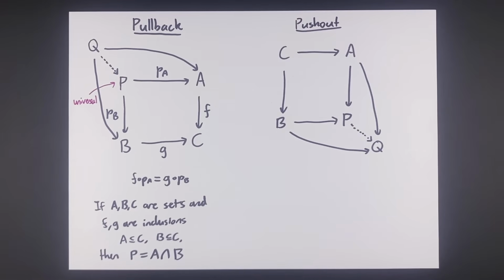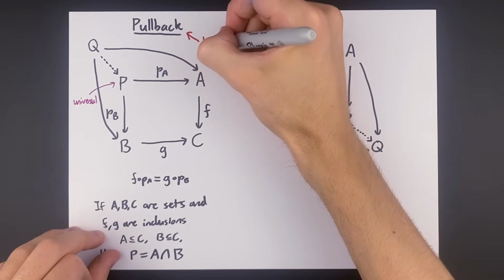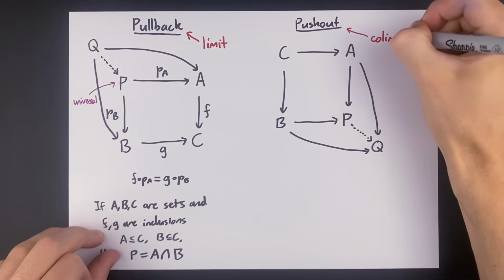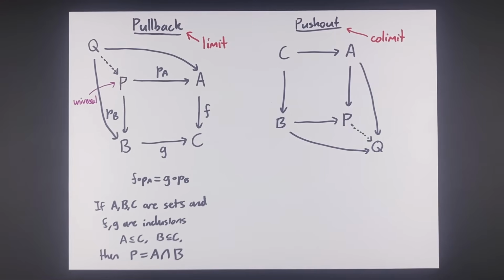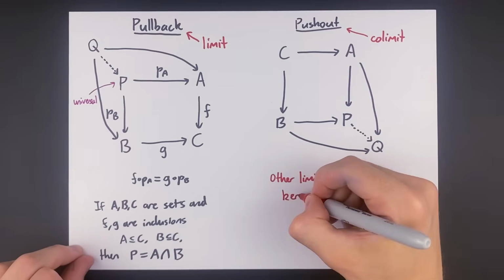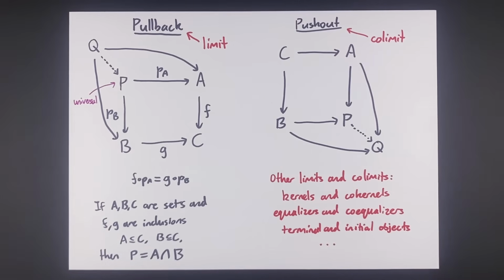If a universal construction has morphisms going out of the universal object, then we call it a limit, and if the morphisms go into the universal object, then we call it a colimit. So products and pullbacks are limits, while coproducts and pushouts are colimits. Limits and colimits are some of the most important components of category theory, and they have all sorts of fun names: kernels and co-kernels, equalizers and co-equalizers, the list goes on.